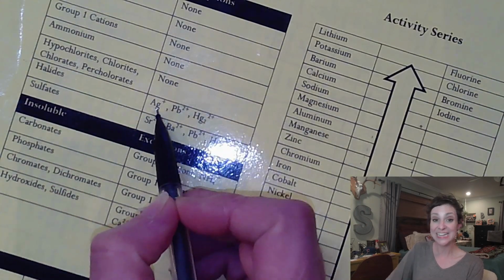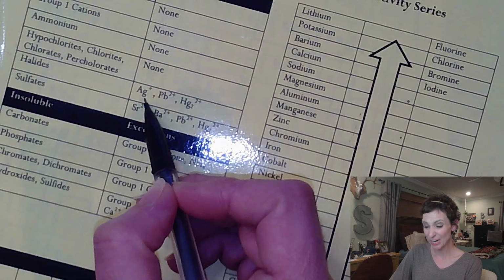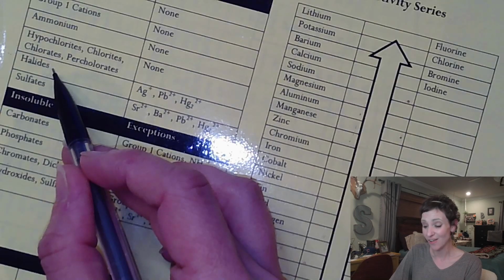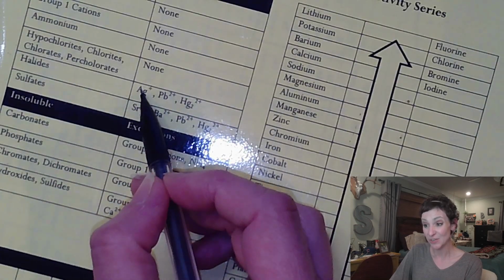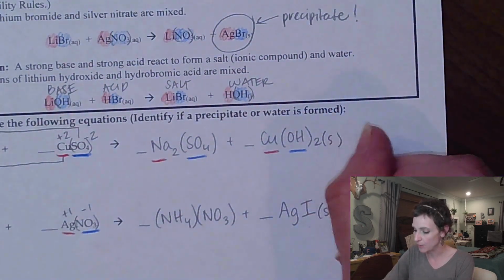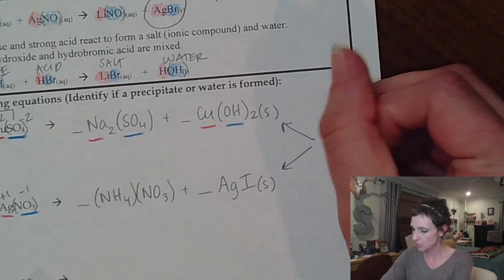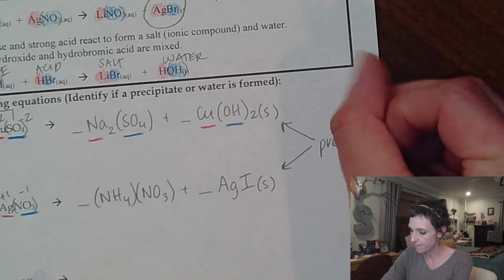But look who is an exception. Silver is an exception. So although most halides are soluble, if they are paired up with silver, it is dropped down to the bottom of the beaker. This will be your precipitate. So since these are our examples for our notes, if you want to write, these are your precipitates.